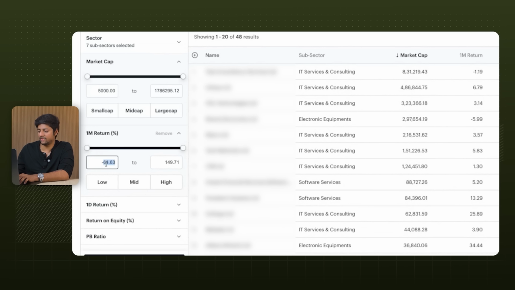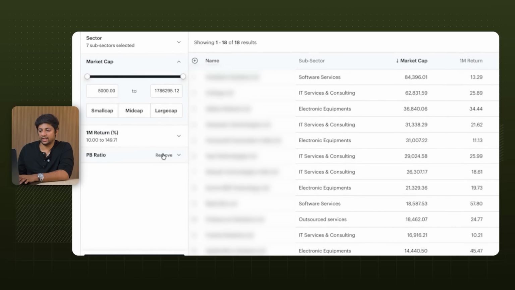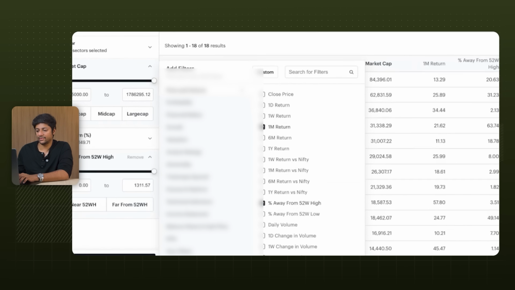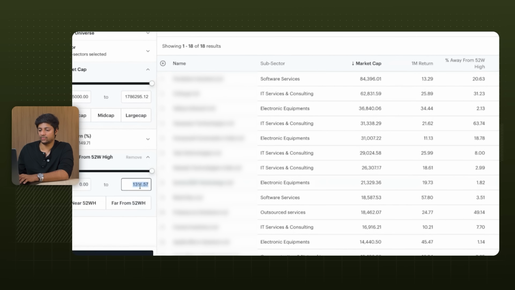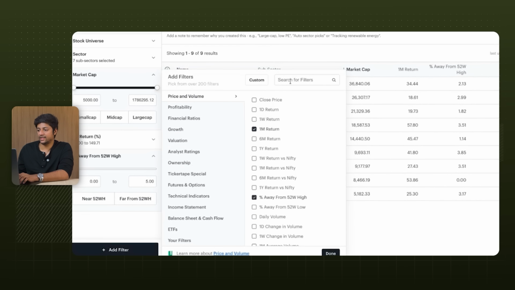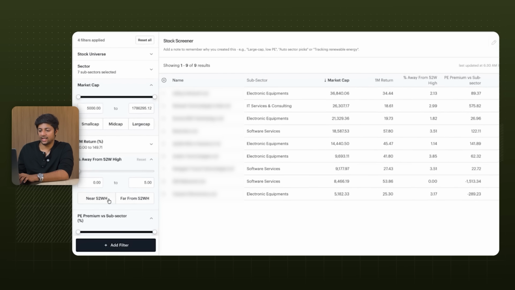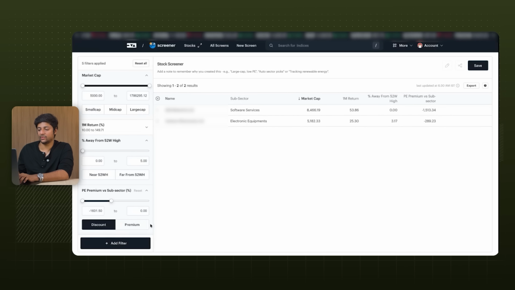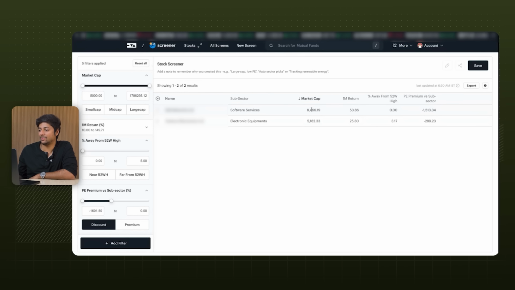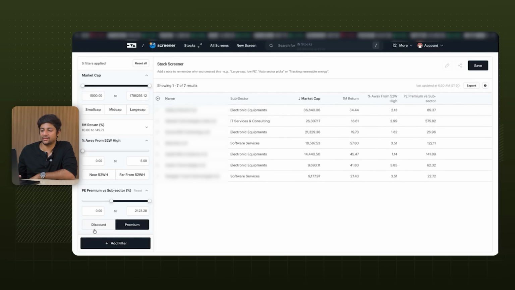For 1 month, yes, we want 10% and above in the last 1 month return. And then we added, what was that? We added away from 52-week high. So we want 0 to, let's say, 5% from the 52-week high. And then we said subsector P to subsector P, right? We're adding this. And I said I want it at a discount. So in this, we only have 2 companies today sitting at a discount with a market cap of 8,000 and 5,000. If I do premium, you will see 7 companies, right?